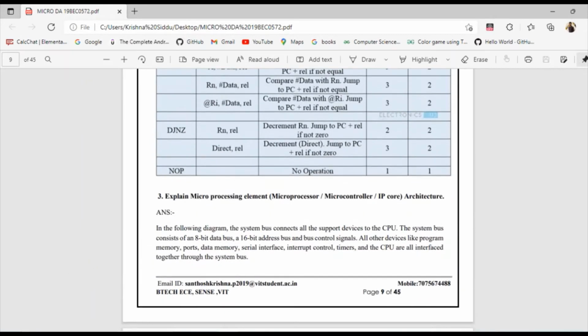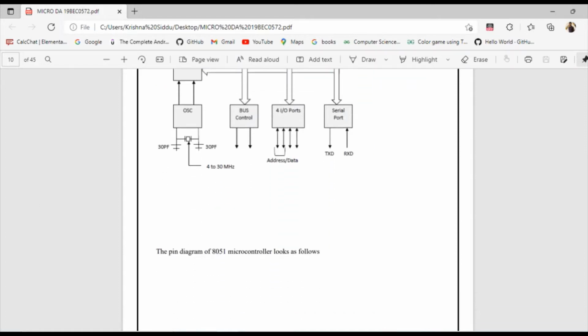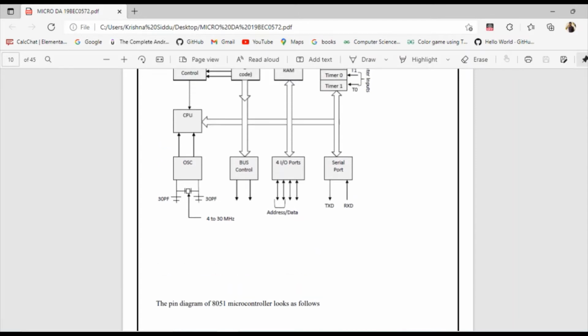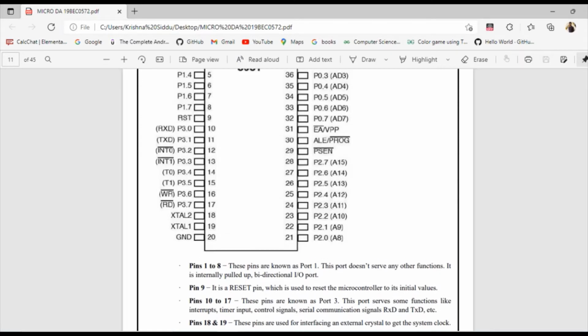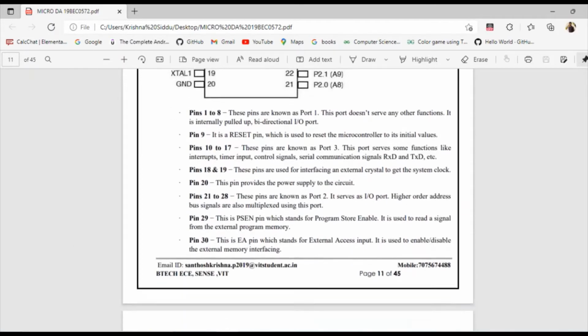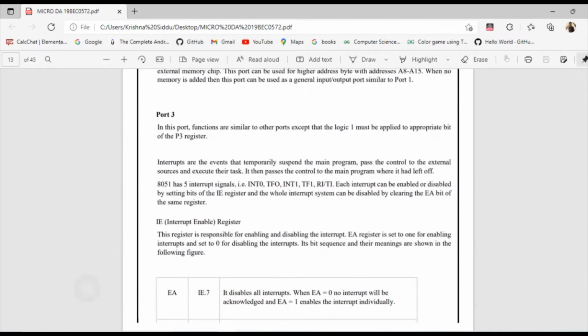Coming to the third question, we need to explain the microprocessing element architecture. For that, I have drawn the exact architecture of the microcontroller. It has input interrupt control, CPU, bus control, four input ports and serial ports, and everything. This is the basic pin diagram of our 8051 microcontroller. Here we have nearly 40 pins, and I've discussed some important ports. You can see.